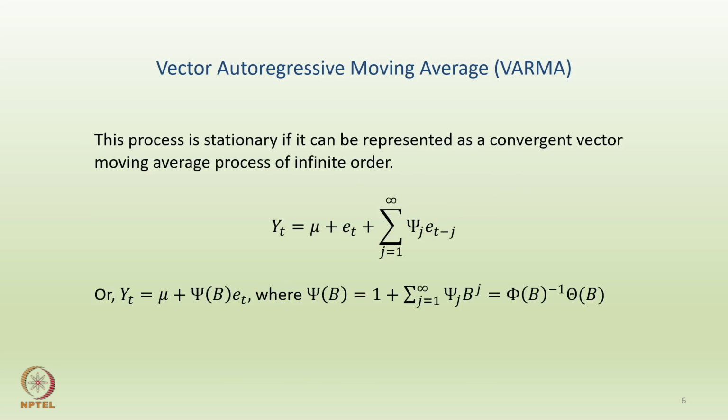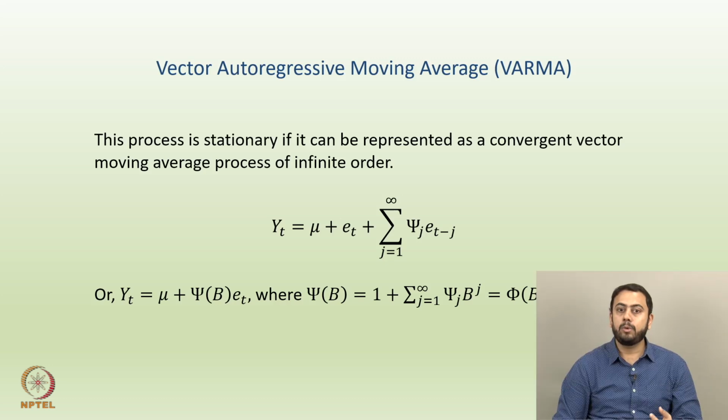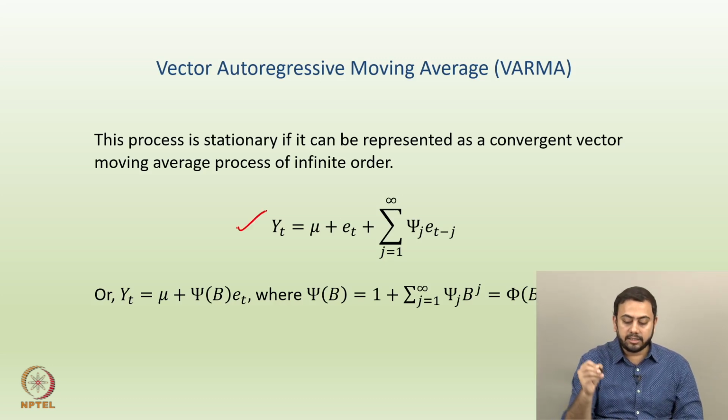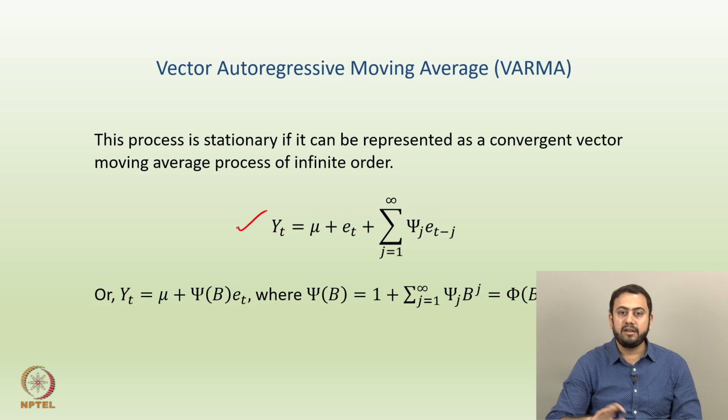Now further we will try to understand some properties of this VARMA process. Firstly, this process would be stationary if it can be represented as a convergent vector moving average process of infinite order. What do we mean by that? This is the structure written in a slightly different way: Y_t equals μ plus ε_t plus the summation, j going from 1 to infinity, of some ψ_j coefficients applied on ε_{t−j}.